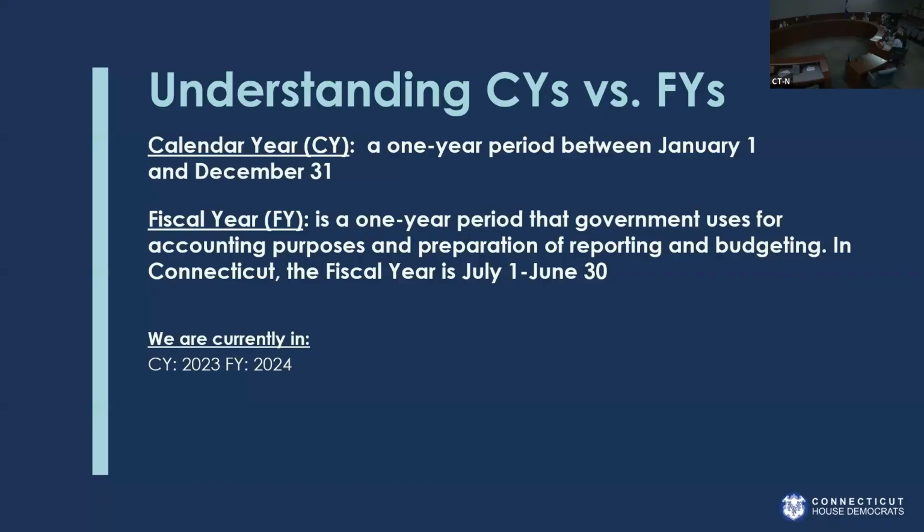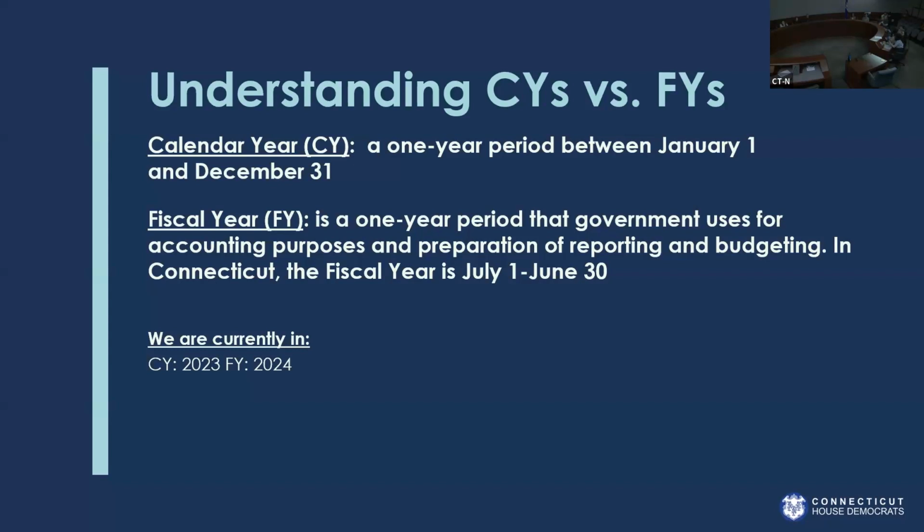Okay. So one of the most important things when you're looking at town runs, but also just understanding our budget package in general, is the difference between a calendar year and a fiscal year. So a calendar year is the 1 year period that we think of between January 1 and December 31. When we are talking about budgeting and fiscal years in the state of Connecticut, it's the 1 year period that we use to prepare for our financial reporting and budgeting.